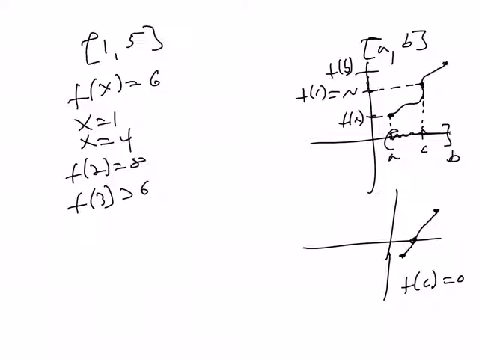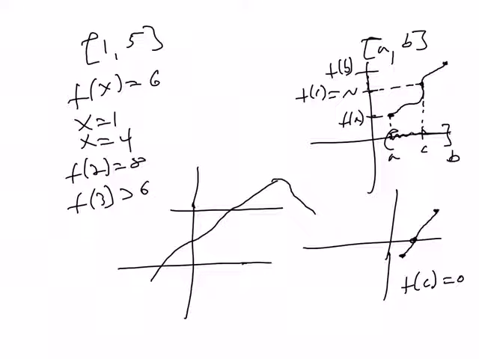So for us, we know that here's my function, and the only solutions to f of x equals 6, so this is 6, are at the points x equals 1 and x equals 4. But we also know that f of 2 is greater than 6, meaning it's 8. Now, let's suppose that f of 3 is smaller than 6.